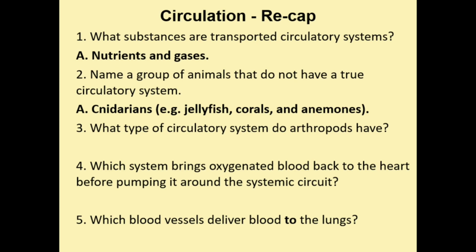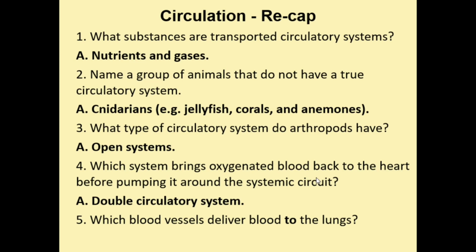Number 3, what type of circulatory system do arthropods have? They have open systems of circulation. So those tubular hearts with the combined blood and interstitial fluid that we call hemolymph. Number 4, which system brings oxygenated blood back to the heart before pumping it around the systemic circuit? Well, that's a double circulatory system that we see in vertebrates apart from fish. And then number 5, which blood vessels deliver blood to the lungs? That's the pulmonary arteries. So hopefully you did okay with those.